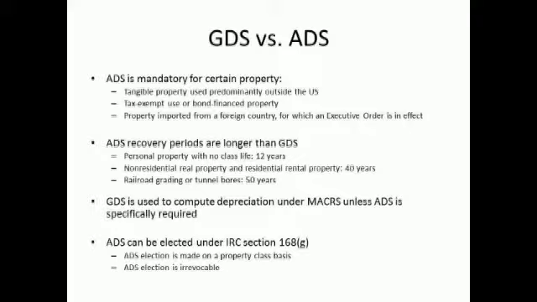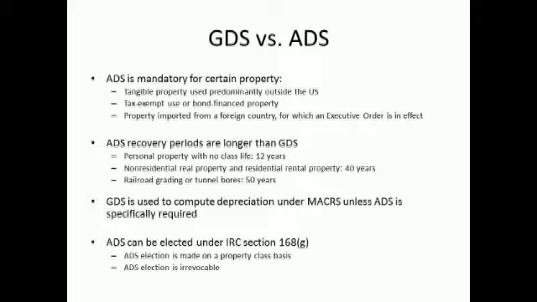If you have tangible property that's used predominantly outside the U.S., and by predominantly we mean more than 50% outside of the U.S., or if you've got tax-exempt property that was financed by tax-exempt bonds, or if you have property that's imported from a foreign country for which an executive order is in effect because the country maintains trade restrictions or is engaged in other discriminatory acts.